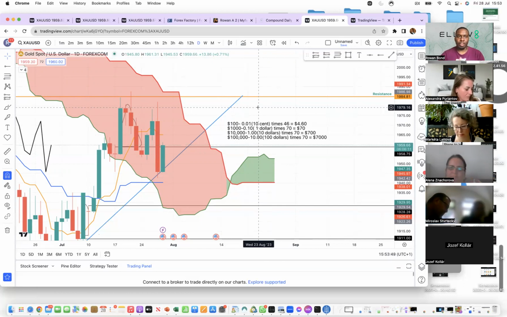So right now it's on the daily. I wouldn't take a trade based off the daily. I would have to go to a different time frame.